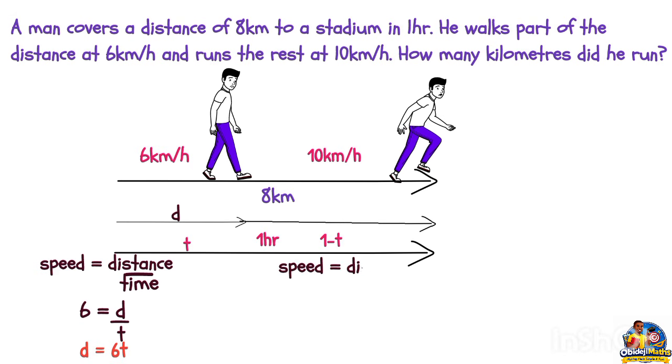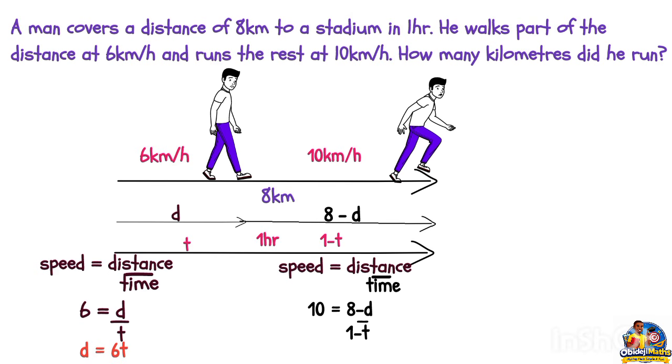Now speed equals distance over time. The speed is 10, and the distance is 8 minus d. You have to remove that d from the total distance, which is 8. So that will be 8 minus d over the time. Time is now 1 minus t. Cross multiply.